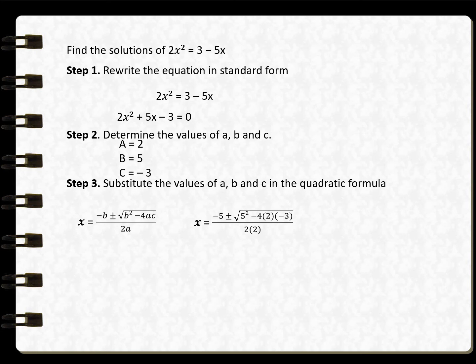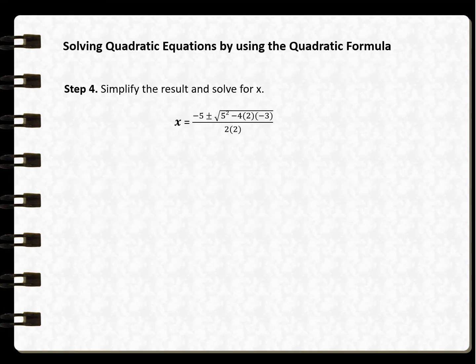Fourth step. So, the fourth step is to simplify the results and solve for x. So, simplify natin itong pinalitan nating values. So, negative 5 plus and minus 5 square is 25. Negative 4 times 2 is negative 8. Negative 8 times negative 3 is positive 24. 2 times 2 is 4. So, yung 5 square papalitan natin, magiging 25 siya.